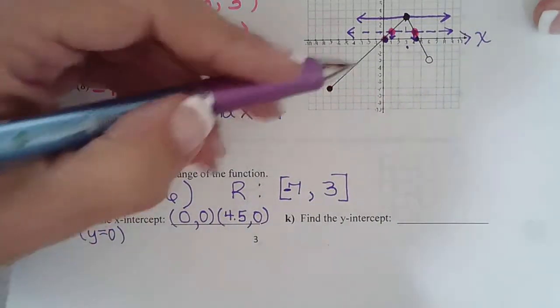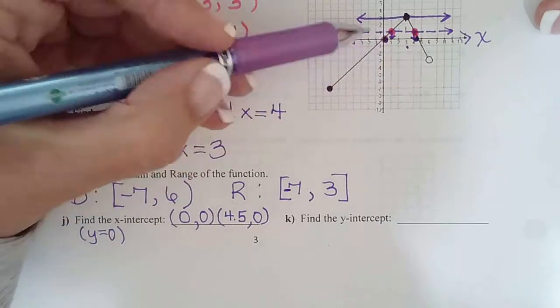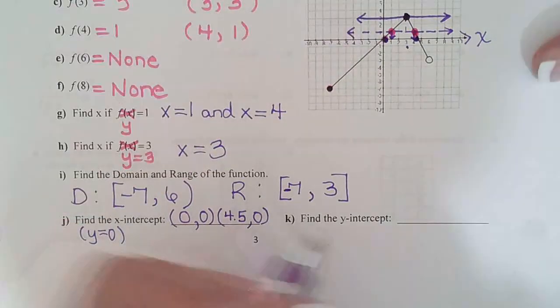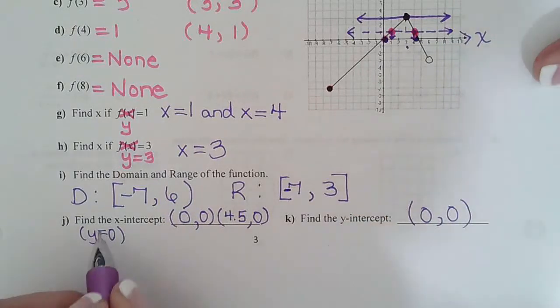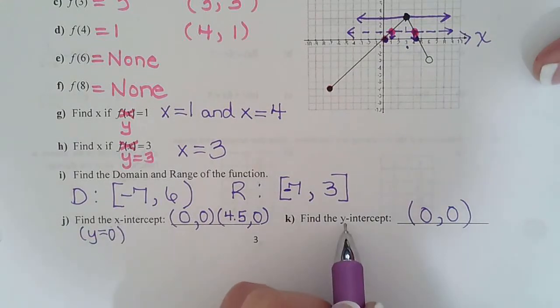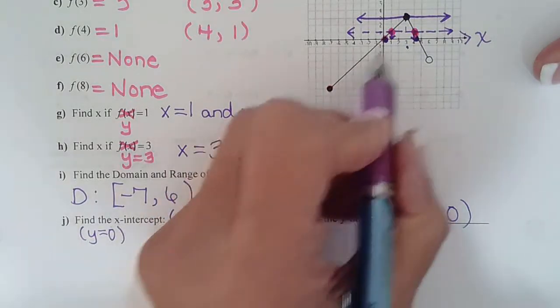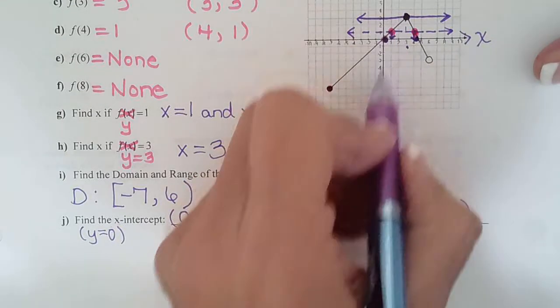The y-intercept, here's the y-axis. I can see this graph only crosses it one place, and that's at 0, 0. So remember, when you see intercepts, that means where does the graph cross the x-axis? Where does the graph cross the y-axis? So x-axis, 2 points, y-axis, just 1.